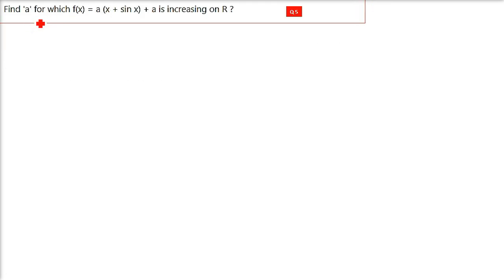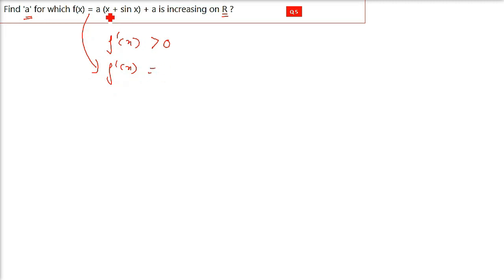Find A for which f(x) = Ax + sin x + A is increasing on R. So find A for which this is increasing. The first thing is differentiation. You have to differentiate this function f(x). The main thing which I always tell you is the logic. The writing part I leave up to you. First thing, f'(x) should be greater than 0. We are talking about real numbers, so for the domain x, you can take any value.